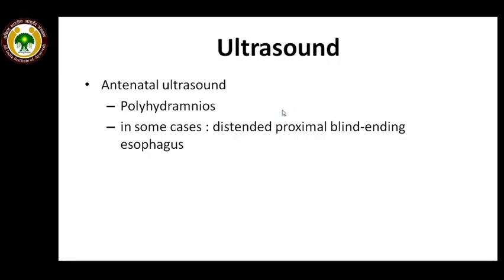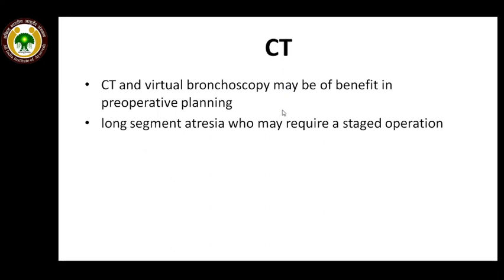As you know, polyhydramnios is a risk factor for tracheoesophageal fistula. So on antenatal ultrasound you may find polyhydramnios in the mother, and in some cases you will find a distended proximal blind ending esophagus in the intrauterine fetus. In a few reserved cases, you may also require CT scan and virtual bronchoscopy, particularly where there is long segment atresia, and for management of this condition you may require a staged operation. So CT and virtual bronchoscopy is reserved for some long segment atresia cases.